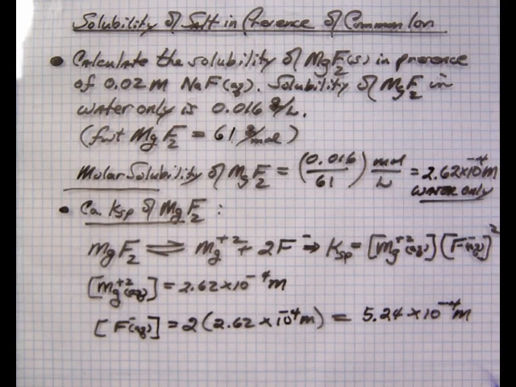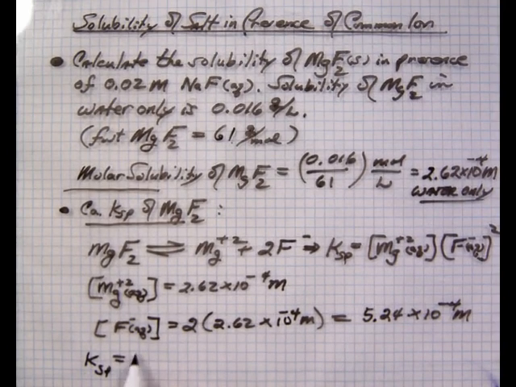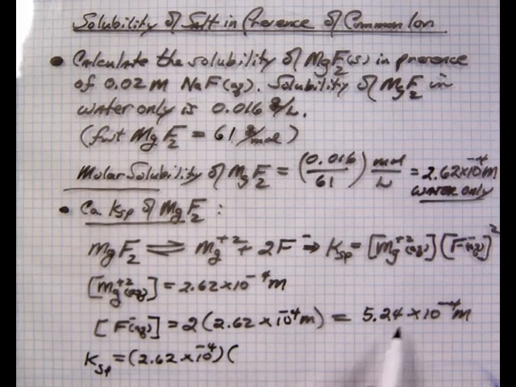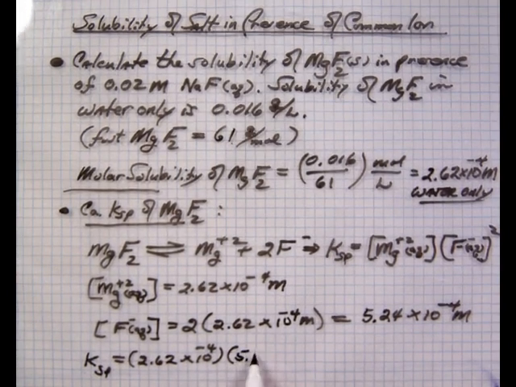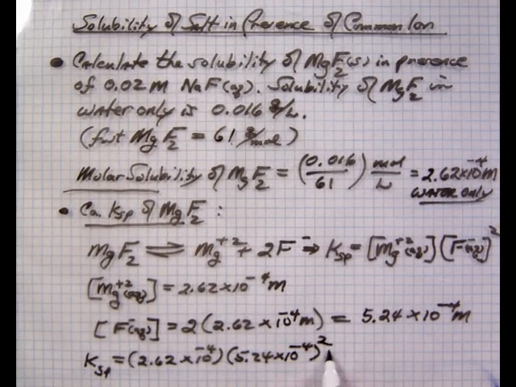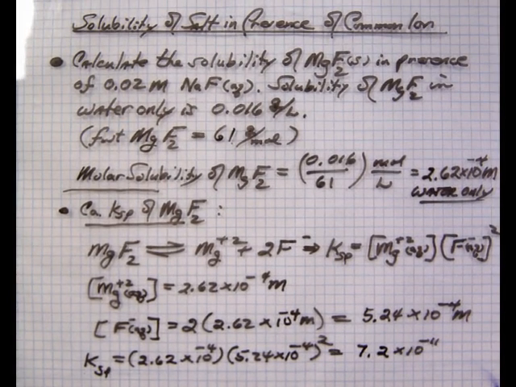So now we can apply the KSP expression for magnesium fluoride. So KSP now is the concentration of magnesium, which is 2.62 times 10 to the minus 4, times the concentration of fluoride, 5.24 times 10 to the minus 4, squared. And we see that this gives us 7.2 times 10 to the minus 11 for the KSP of magnesium fluoride.